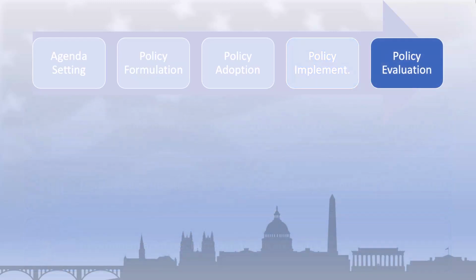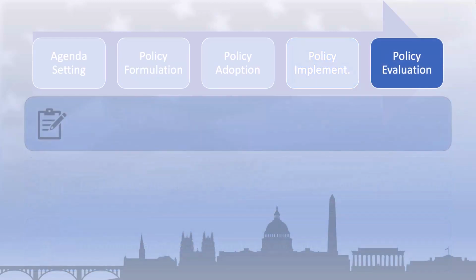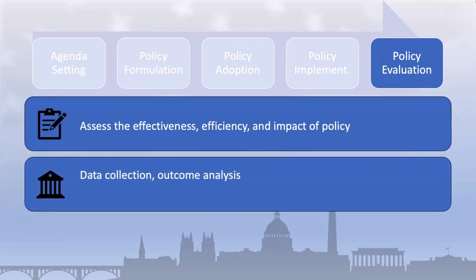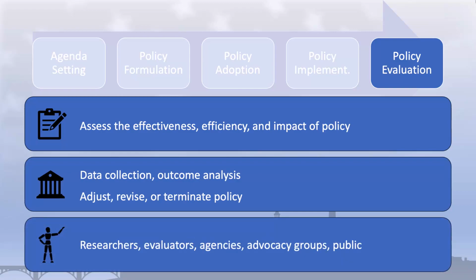And finally, the policy evaluation stage is where policymakers and stakeholders assess the effectiveness, efficiency, and impact of the policy. Such evaluation can include data collection and analysis of outcomes, and the consideration of whether the policy has achieved its intended objectives. This may even lead to adjustments or revisions in the policy or the termination of the policy itself. Influential actors in this stage can include researchers, evaluators, government agencies, and advocacy groups, as well as the general public.